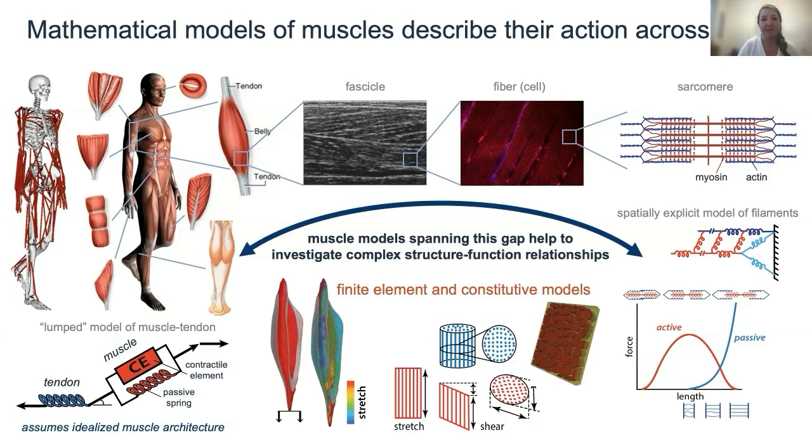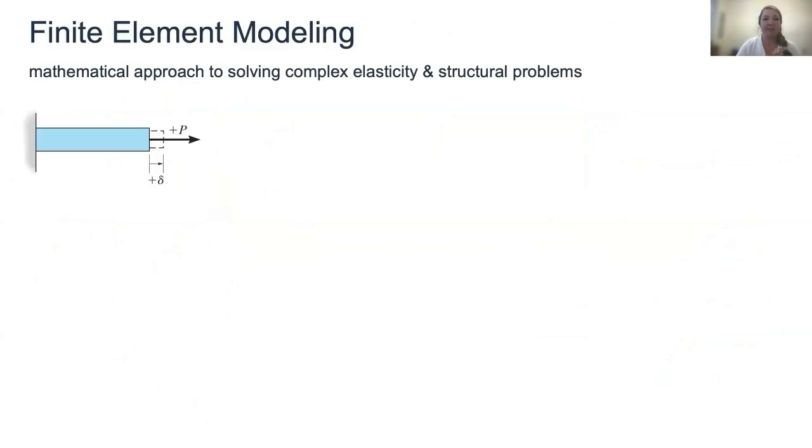In particular, the kinds of models I work with are finite element models, which also utilize constitutive modeling. We'll talk a bit about what those terms mean and how we use them in a biomechanics and muscle context. Starting out, a very brief overview of finite element modeling: in essence, it's a mathematical approach that allows us to solve complex elasticity and structural problems.